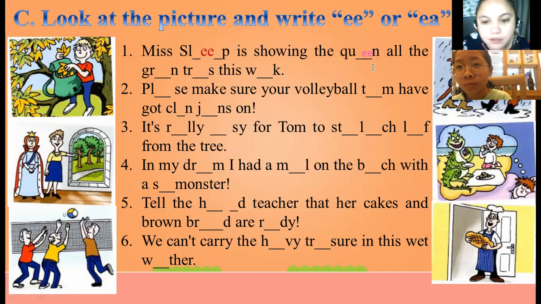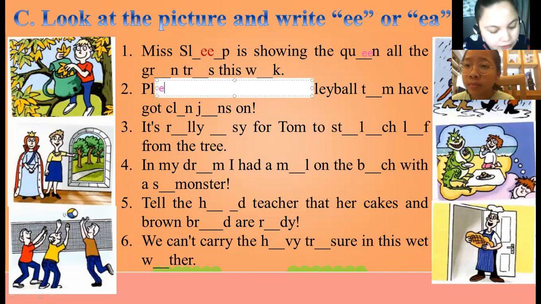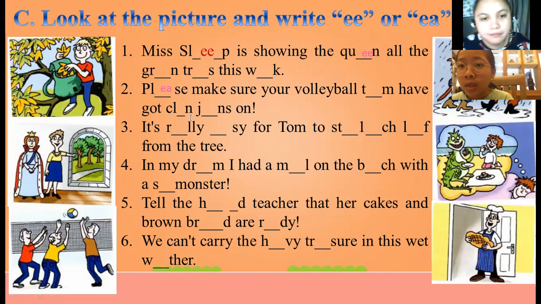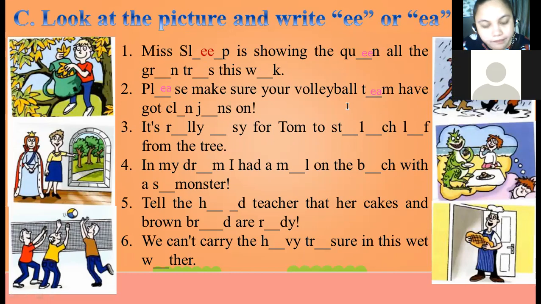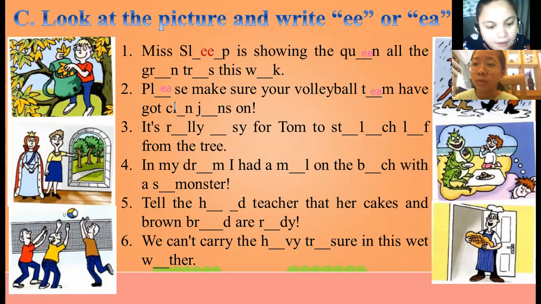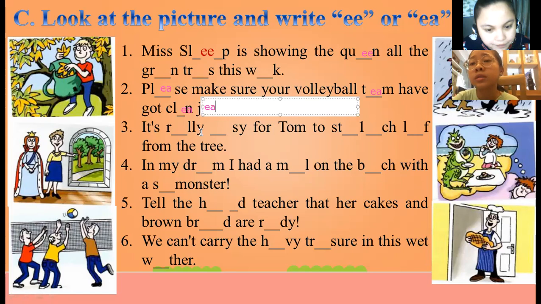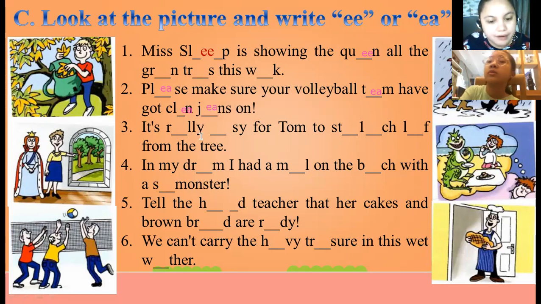Okay, now let's continue with number 2. Please. What letter? EA. Okay, EA. Please make sure your volleyball team have your clean jeans on. Okay, very good. Number 3.